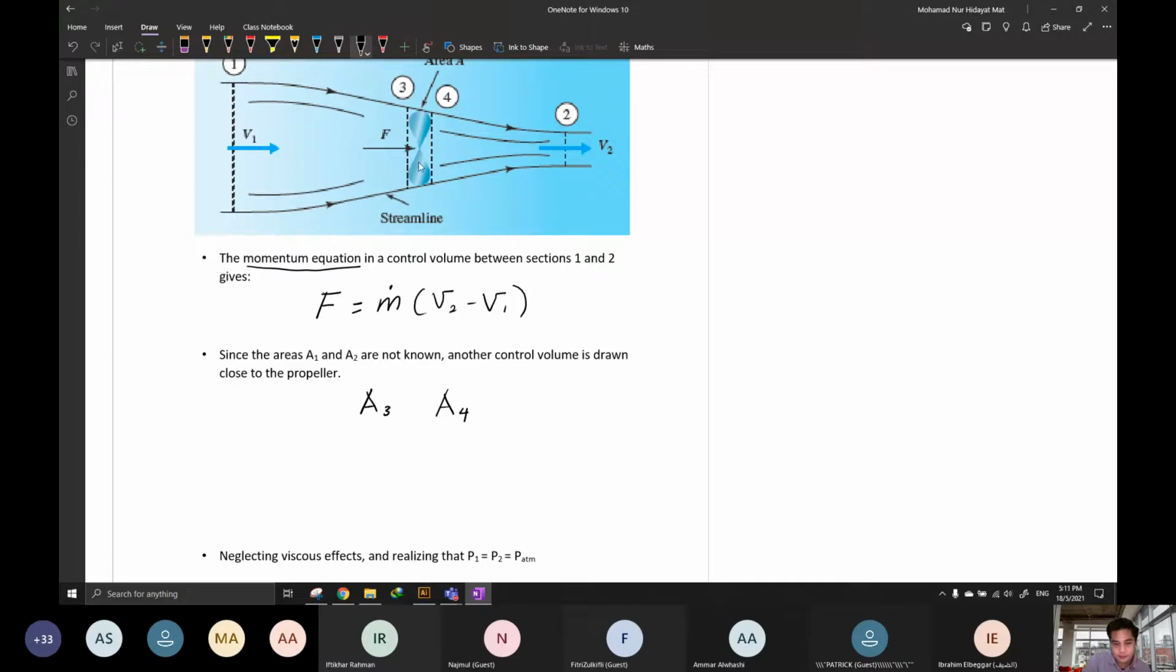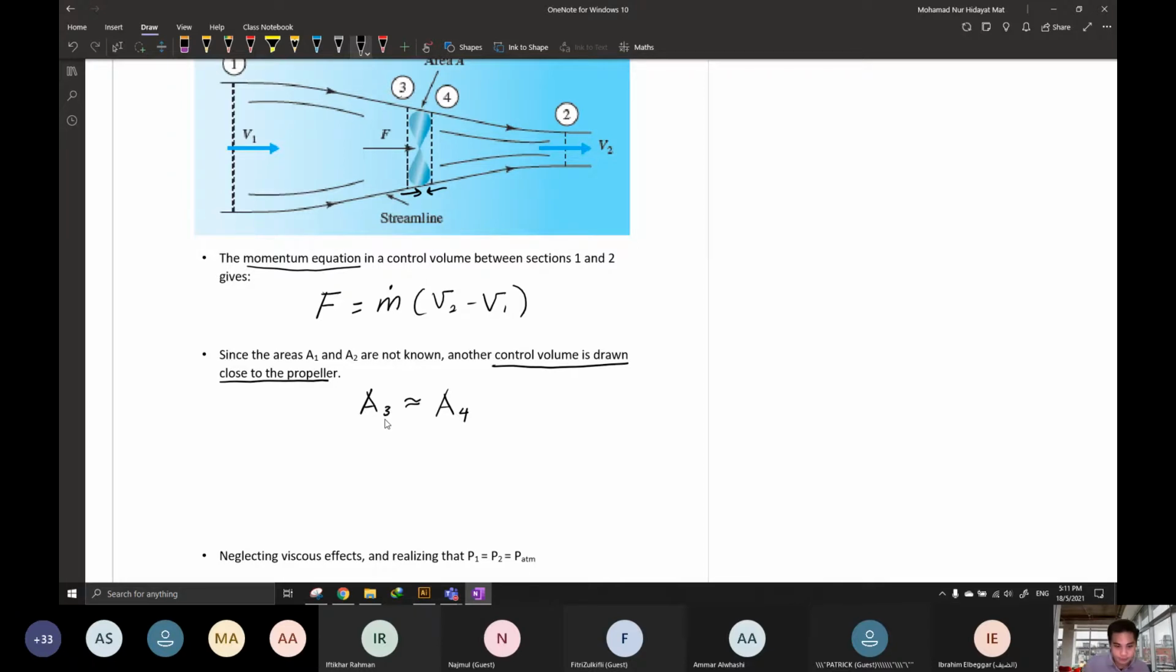What do you think, are area 3 and area 4 approximately equal to each other? When the control volume is very close, can you see? The control volume is drawn close to the propeller. That is why we assume area 3 is almost equal to area 4. Now you understand, yeah?